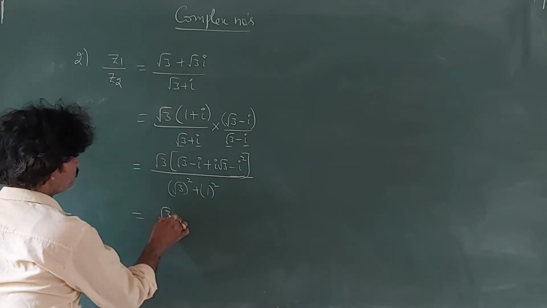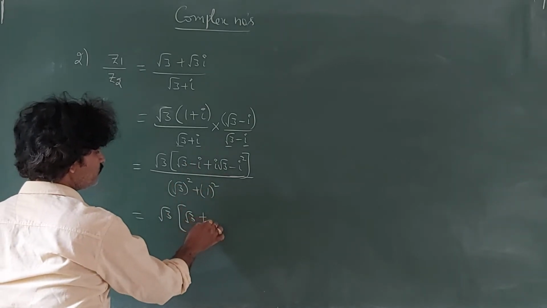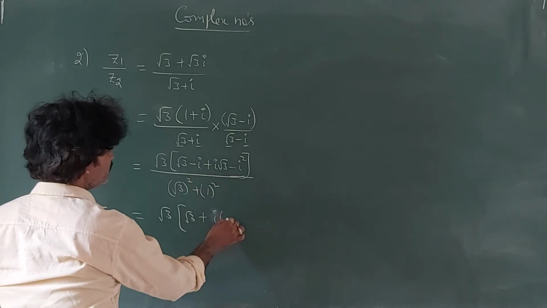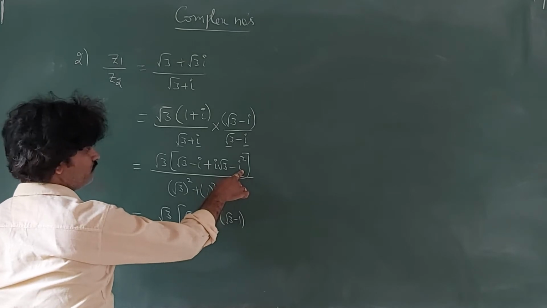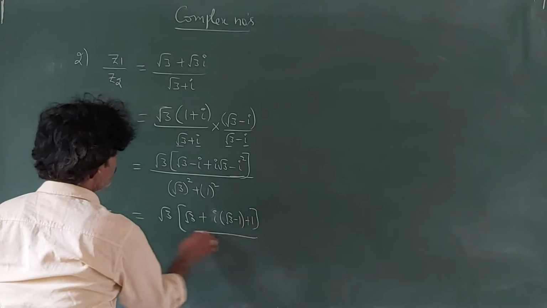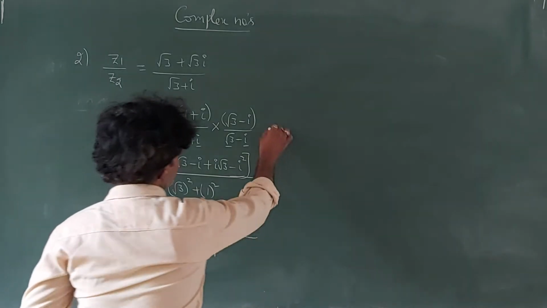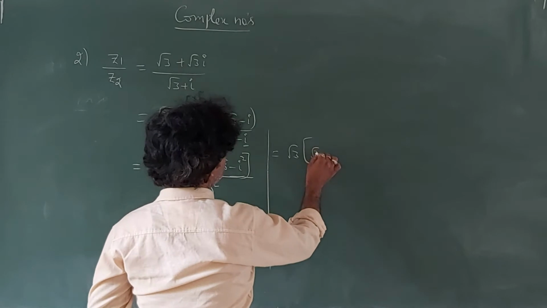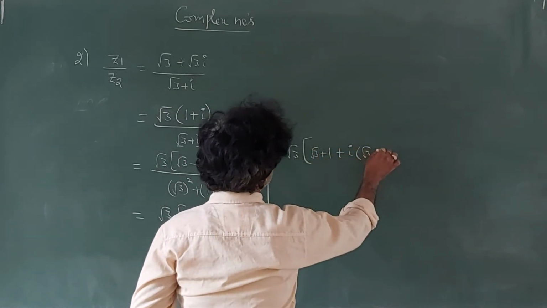Then root 3 into root 3. Here root 3 i minus i. If you take root 3 or i as common, how much will you get? Root 3 minus 1. The i square value, all of you know, is minus 1. Here again minus is there, so it will become plus 1. All divided by the denominator 3 plus 1, which is 4. Means finally we get root 3 into root 3 plus 1, plus i into root 3 minus 1.